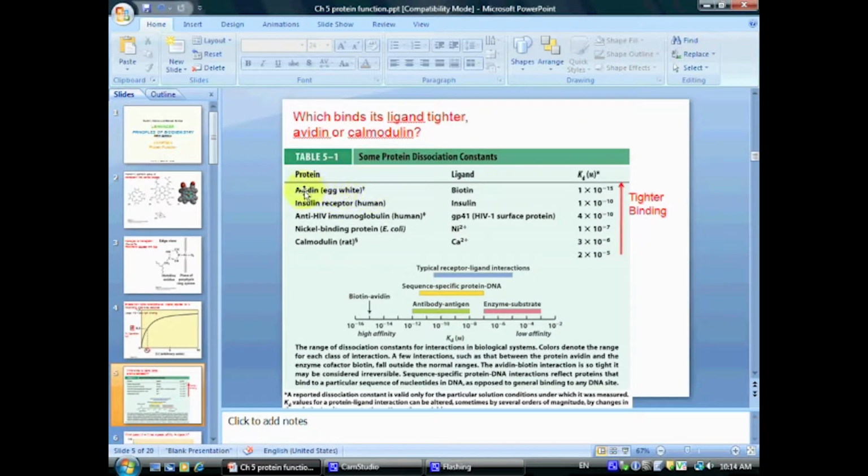Here's a table, and we have a couple protein names over here, and then we have some KD values over here. And so remember, KD tells you how tight this protein is going to bind the ligand. So which protein will bind its ligand more tightly? Avidin or calmodulin? And so remember, tighter binding is with the smaller number, so we would expect avidin to bind more tightly.